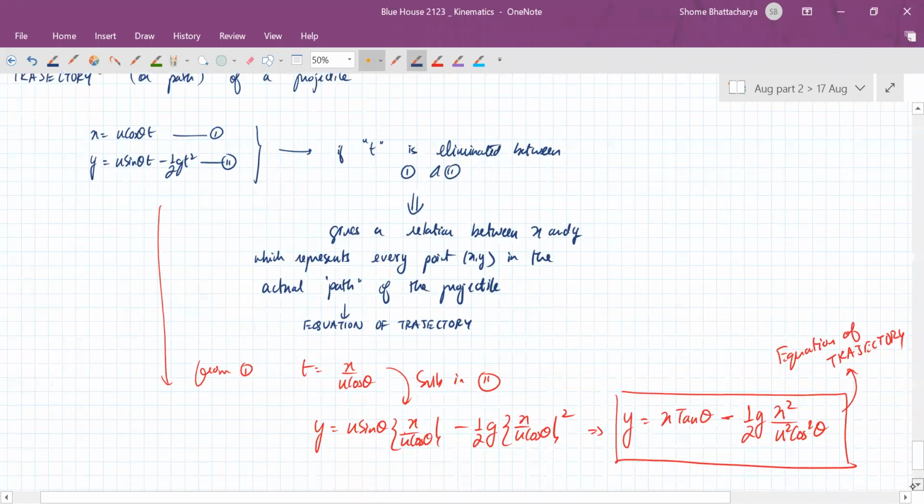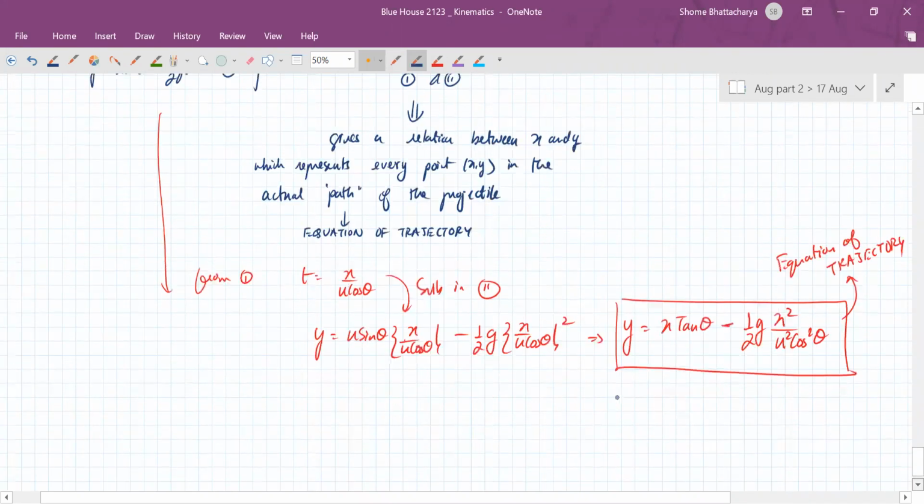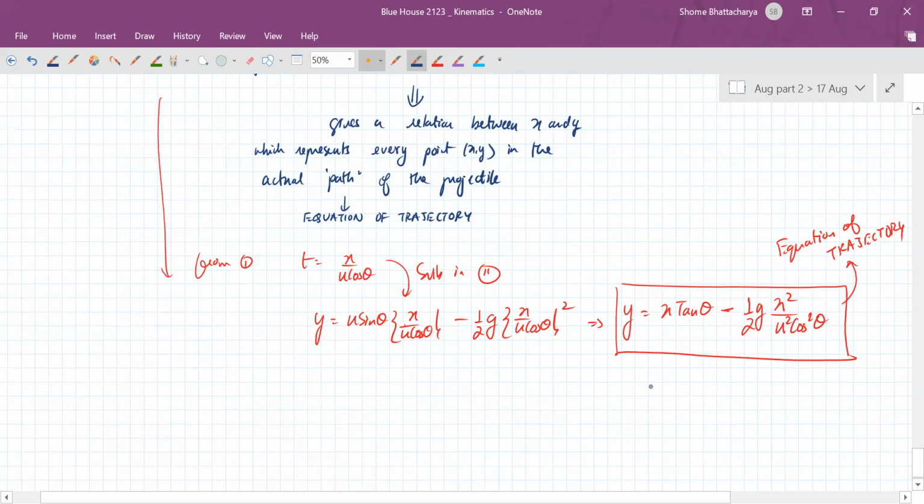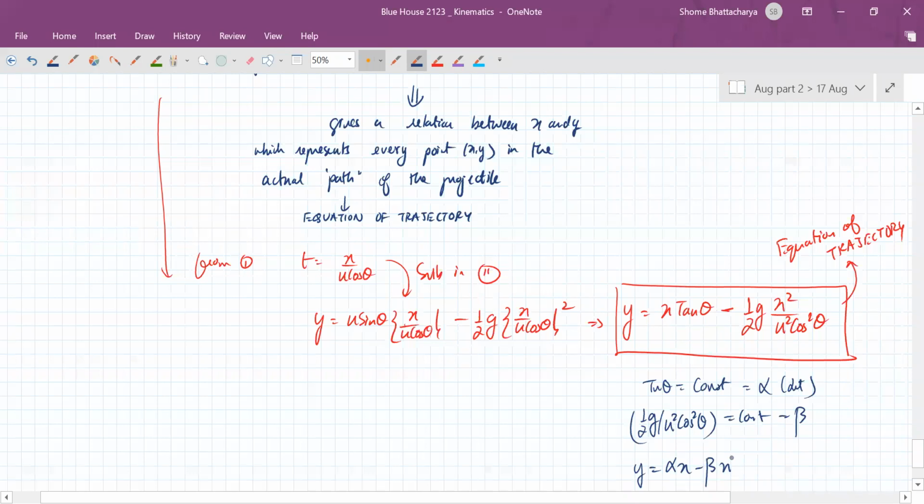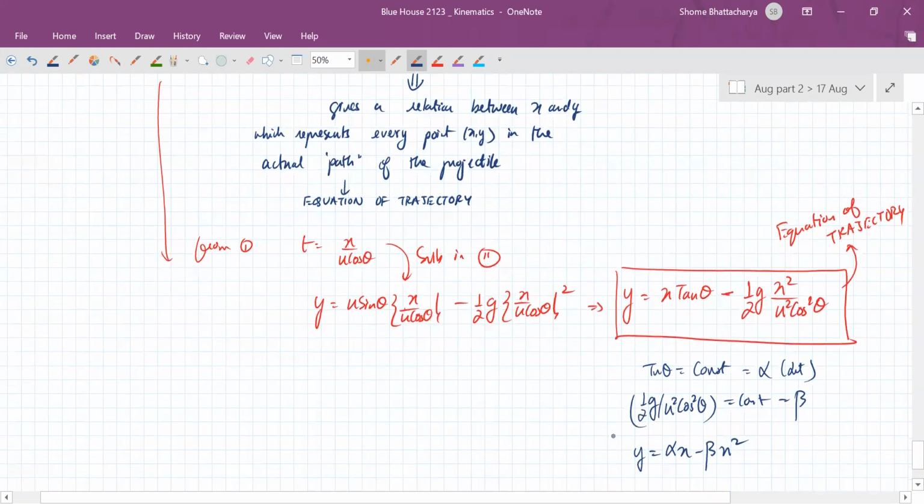Okay, so the final thing is what you notice here, that this is actually a parabolic curve, because tan theta is a constant. It's not a variable. And this term, let's say it is alpha, suppose. And half g upon u square cos square theta is also a constant. It's not a variable. So let's say it's beta. So y is equal to alpha x minus beta x square, where alpha and beta are some constants.